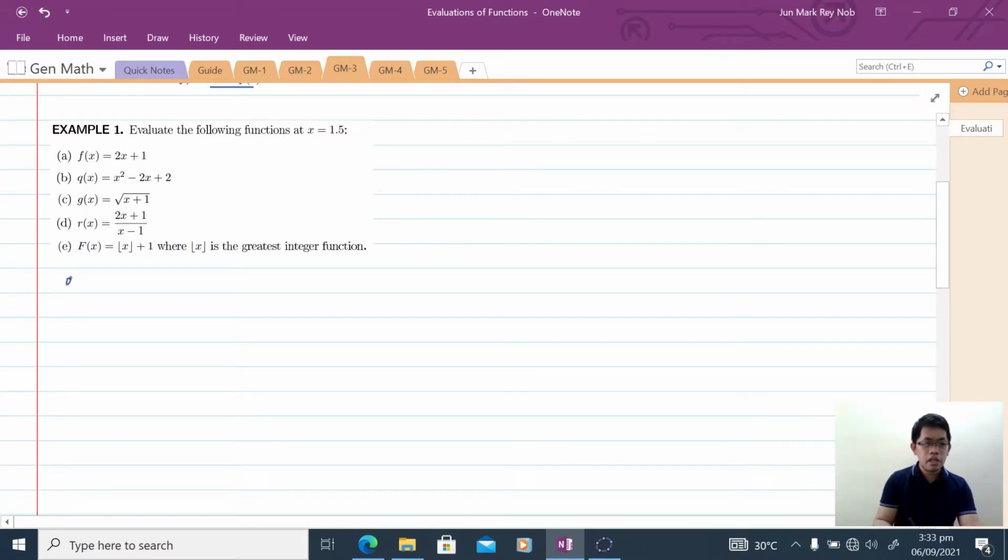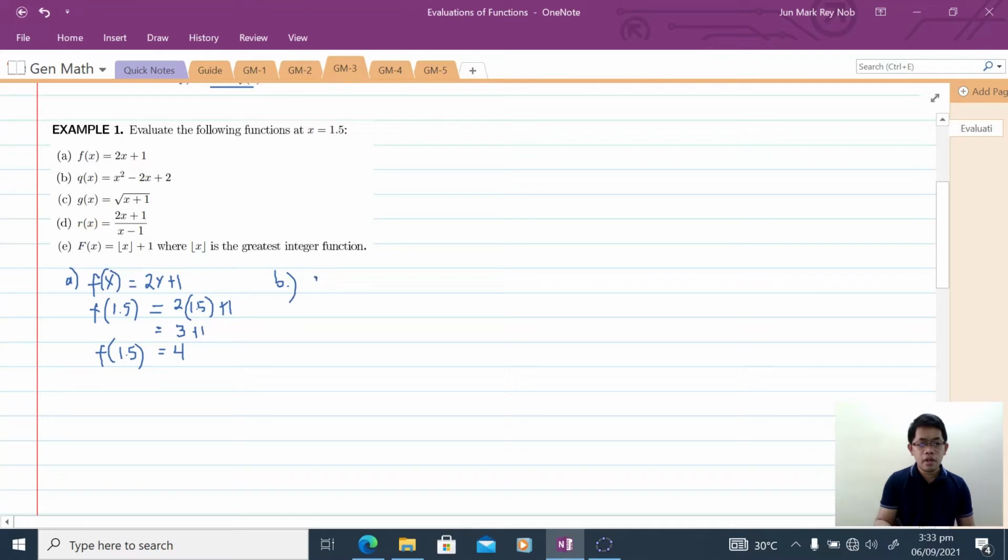So for letter A, we have f of x. Let's write first our given function, 2x plus 1. We will be replacing x with 1.5, and we will be solving the value of the function f at 1.5. So that means replace all x with 1.5. So 2 times 1.5 is 3 plus 1, that 3 plus 1 is 4. So that's the value of the function at 1.5.